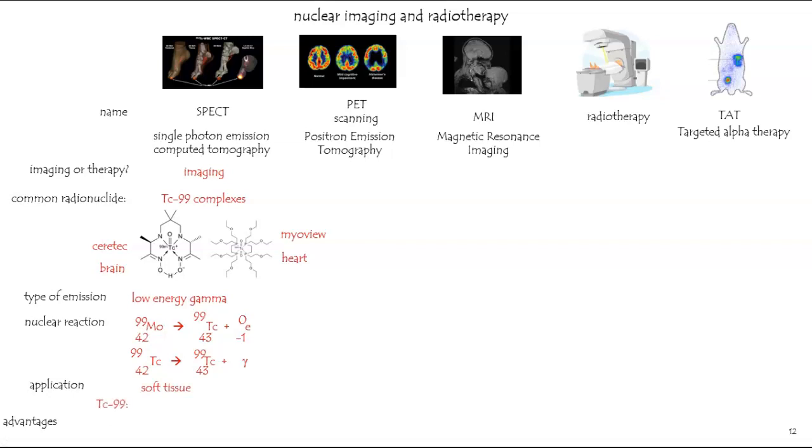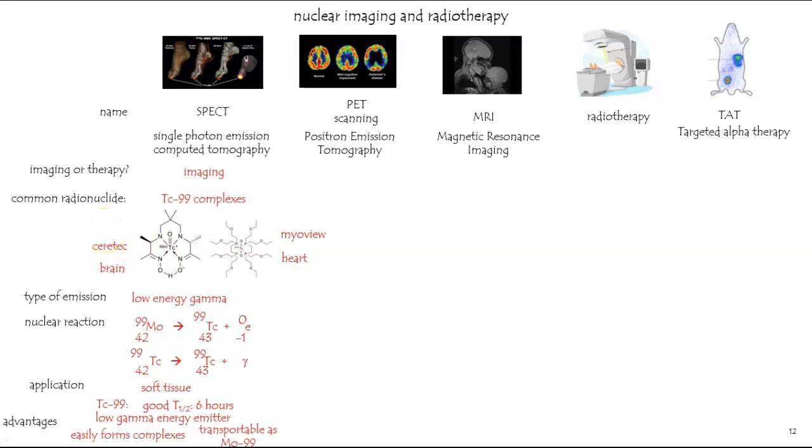Some advantages of using this substance is that it has a nice short half-life, so it doesn't stick around too long. That's good. It's a low-energy gamma emitter, so it can be detected using a gamma detector. It can easily form region-specific complexes going to wherever you want it to go. And you can transport it as a more stable substance so that you can use it when you need it.